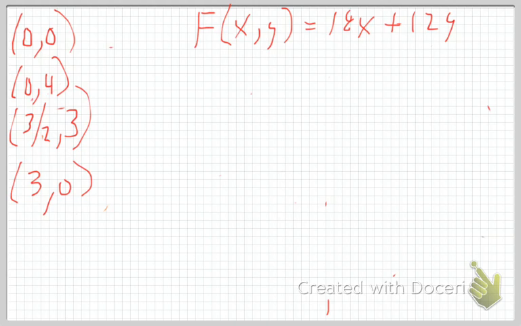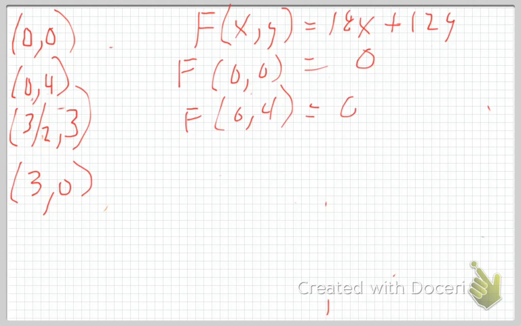So let's go ahead and do the first one. This is going to be 0, 0. That one's easy, no profit. Next one's going to be f of 0, 4. So this will be 0 plus 48. That'll give us 48. Okay.